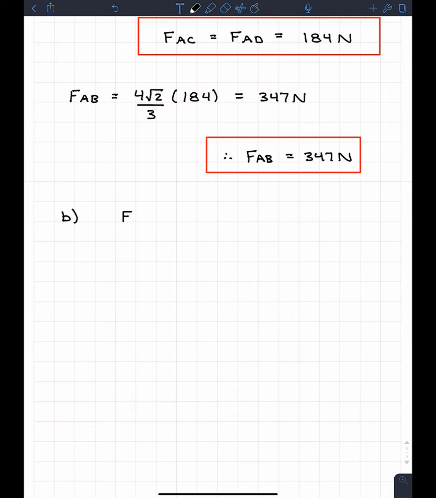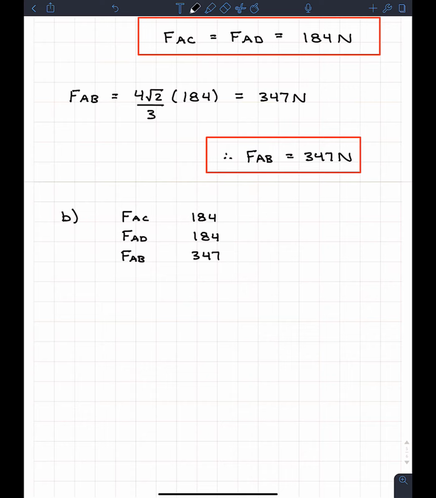So what I want to do really quick is, let's just write down our three forces. We have FAC, FAD, and FAB. In their current state, this is their force. We have 184, 184, and 347. So what this means is all three of these cables would break right now. So we have to find a way to lower these down to 100.